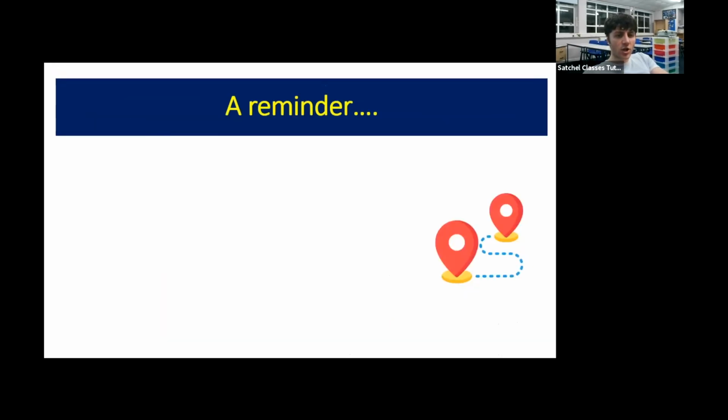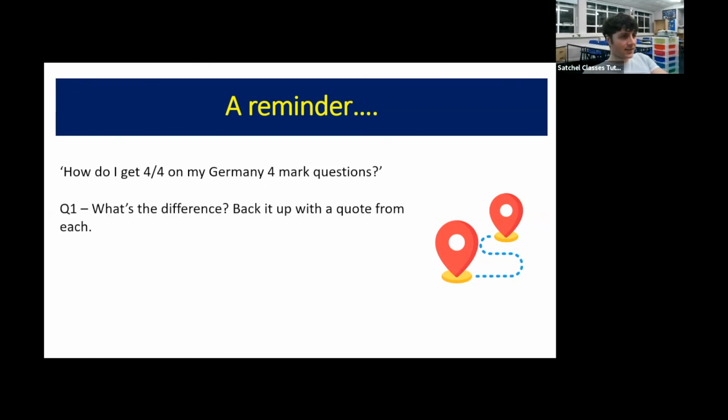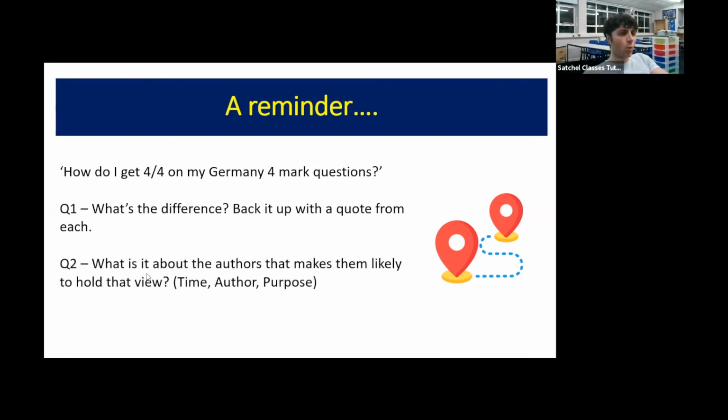So that is the 2 Germany 4 markers, guys. Just a reminder of where we've been in today's lesson. So we've been trying to answer the question, how do I get 4 out of 4 on my Germany 4-mark questions? Hopefully we're now a little bit clearer about that. Just in case, I'm going to put in a little summary again for each one. So question 1 is asking you what's the difference between the 2 interpretations, and then you back it up with a quote. Question 2 is saying what is it about the authors that makes them likely to hold that view, and for that you're going to want to consider time, author, and purpose.